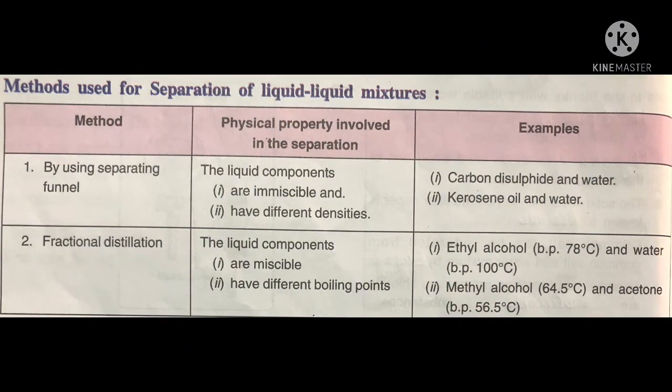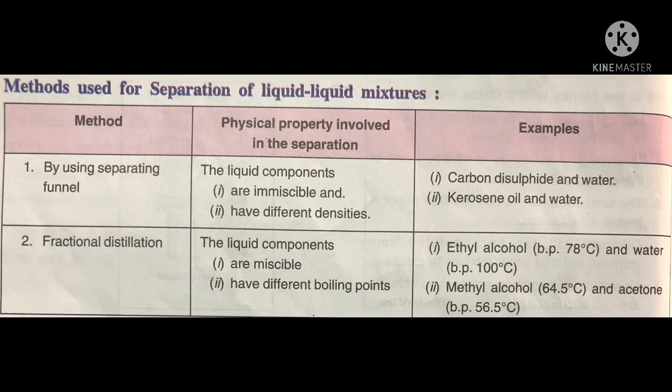Next we will see the methods used for the separation of liquid-liquid mixtures. Firstly, we will use the separating funnel. The physical properties involved in the separation are that the liquid components are immiscible and have different densities. The examples are carbon disulfide and water, then kerosene oil and water. In these, we observe that the liquids are immiscible and have different densities.